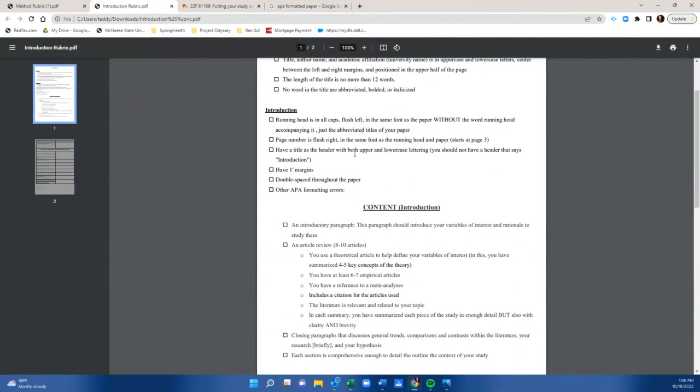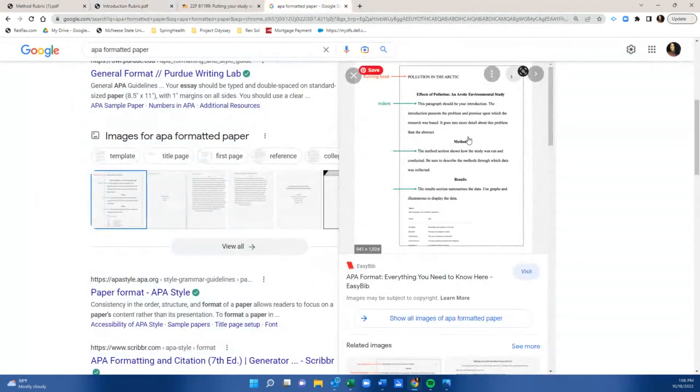Have a title as the header with both upper and lowercase lettering. You should not have a header that says introduction. So you see right here how they actually don't have a header that says introduction like they do for the method section, results, etc. The introduction is the only section where you're going to have your title as the header.